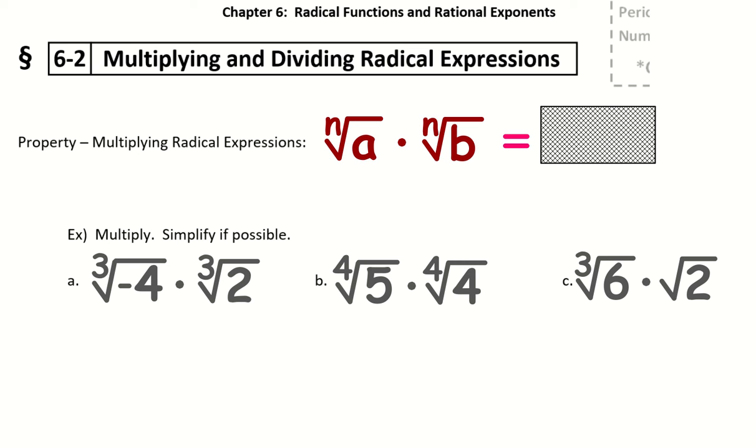Well, you can also multiply third roots together and fourth roots together. So this right here would end up being the third root of -8, which you can say is just -2. And this would be the fourth root of 20, which I don't think you can do anything with. Can that simplify? I don't think so. And these two wouldn't even be able to multiply together.